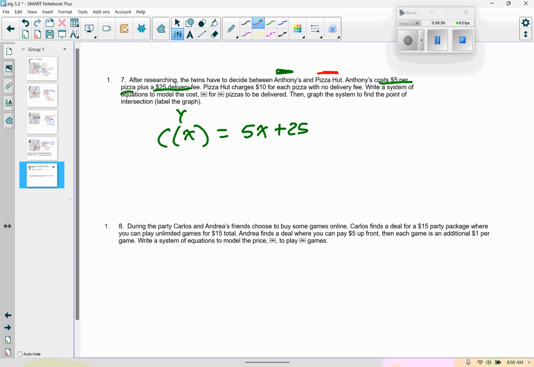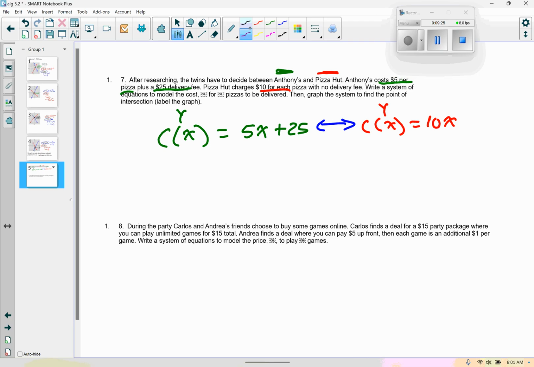Okay, and then for Pizza Hut, it says Pizza Hut charges $10 for each pizza. So remember, we're going to write C of x, which is the same thing as saying y, is equal to $10 for each pizza, so 10x. So go ahead and graph both of those and see where they cross each other. And then where they cross each other, what does that mean?